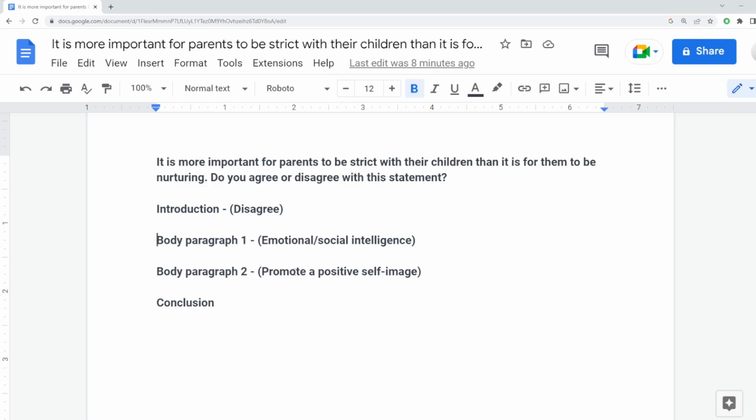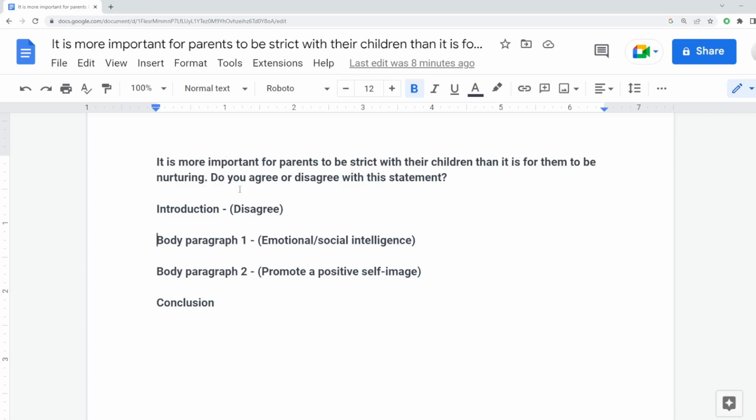Okay, and we will develop this idea further. And once again, we will also probably provide maybe one sentence in this body paragraph that makes it clear that a strict parenting approach does not do this as well. Okay, so what happens at the end of body paragraph 1 and body paragraph 2 is that it's very clear that the nurturing side is better for children and therefore more important.